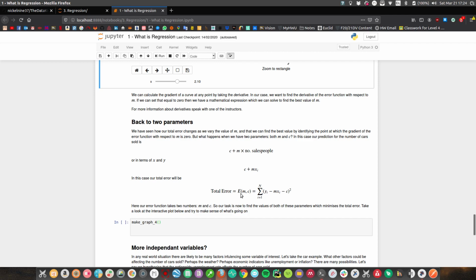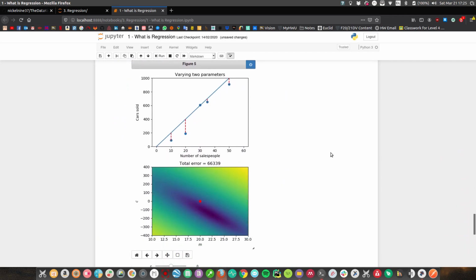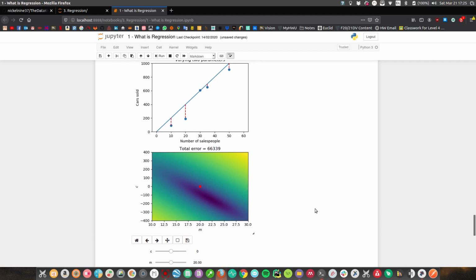So at this point, the visualization starts to get a bit more difficult, but hopefully with this graph here, you'll be able to get some intuition for it. So what's going on here, right? Here we have two things to vary. We can vary c, which, as you know, will shift the line up and down. And we also have this thing here, m, which is going to shift the gradient of the line.